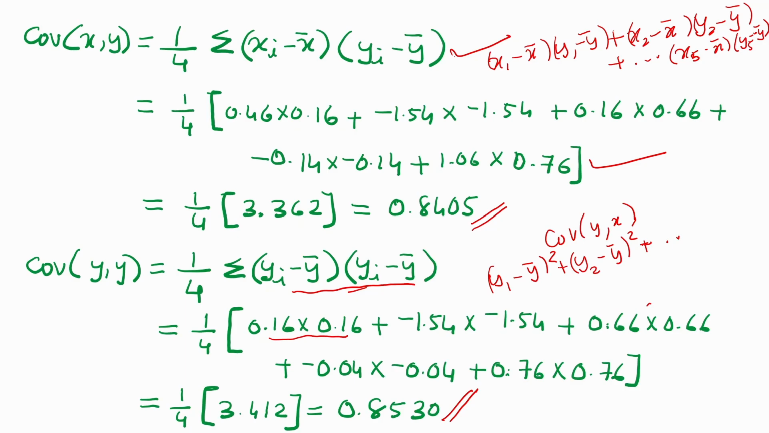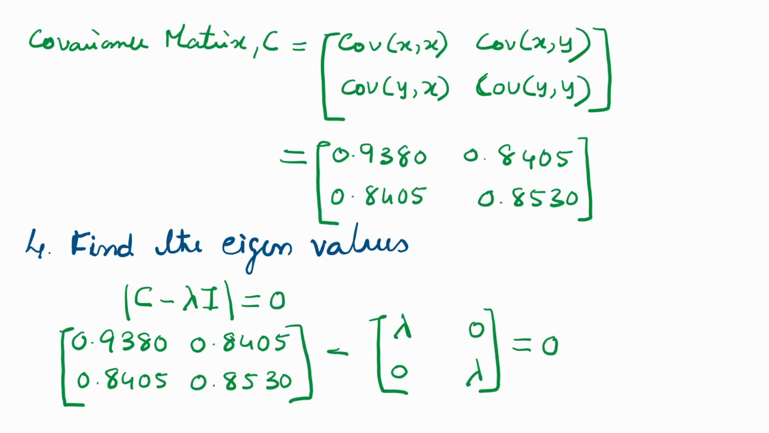So now we got the values of covariance xx, covariance xy, and covariance yy. All these values we got. So now we can form the covariance matrix. So what is this covariance matrix?